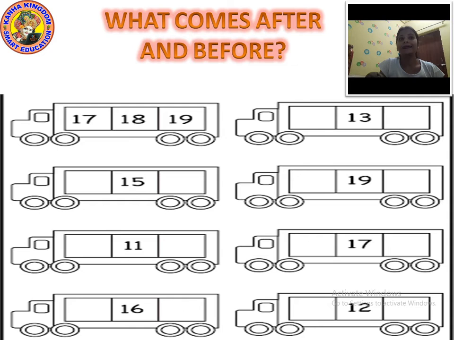Now let's see what comes after and before. In between we have written some numbers. So what we have to do is find out what comes before and what comes after. See in the first one, in between it's written 18. And after 18 what is there? 19, right?